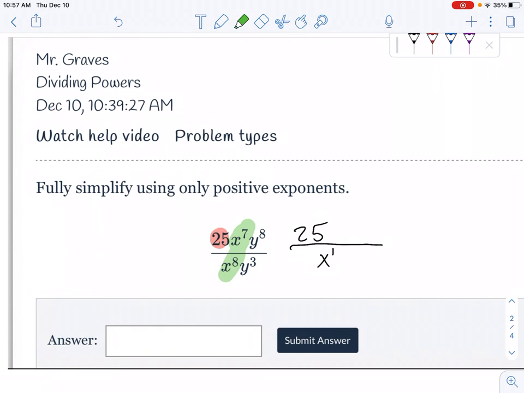And then same thing for our y's. We're working with 8 on top, 3 on the bottom. So we subtract, 8 minus 3 is 5, and there are 5 remaining on top. So for our answer, you would hit 25y raised to the 5th power divided by x.